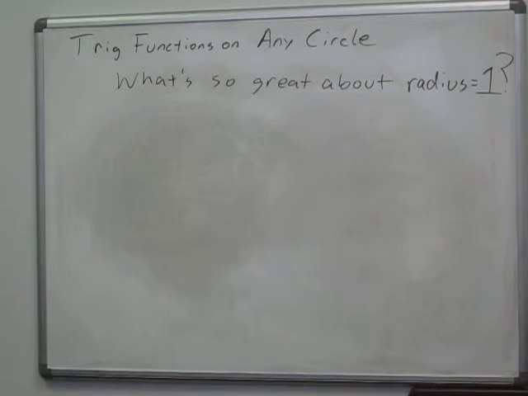Having gone through a couple videos defining trig functions on circles, we've defined the trig functions for a circle of radius 1, the unit circle, and we've also defined the trig functions on a circle of any radius. So what's so great about a radius equal to 1? Right? Why do we always use the unit circle?